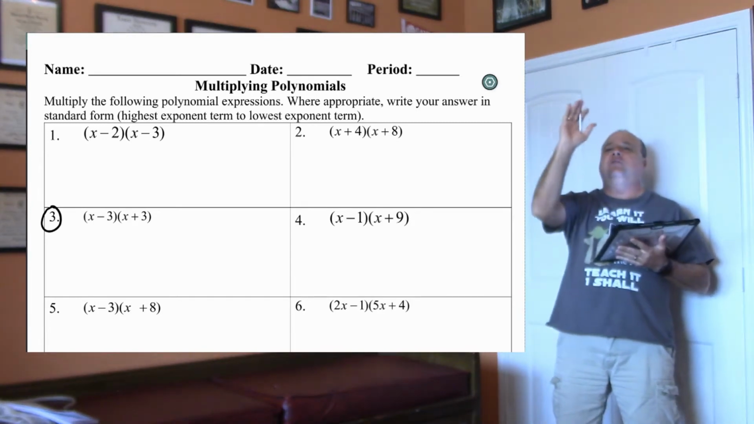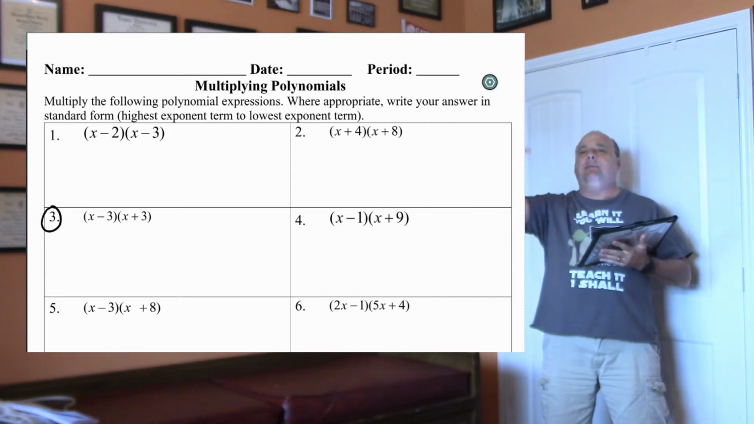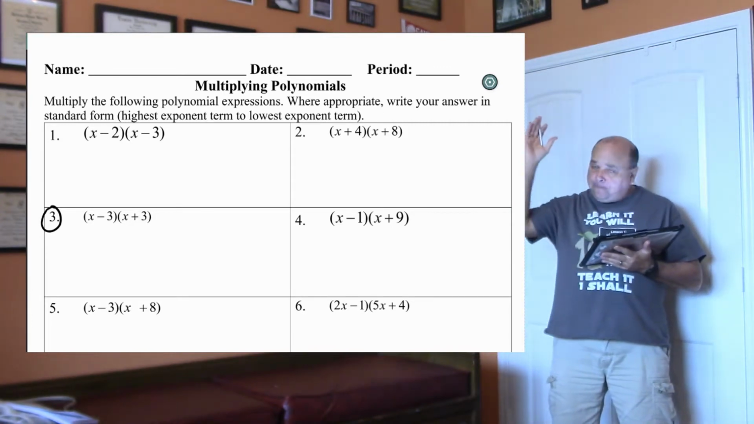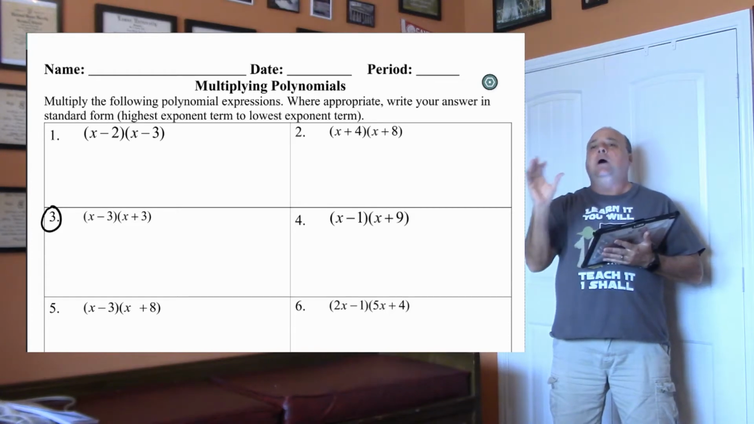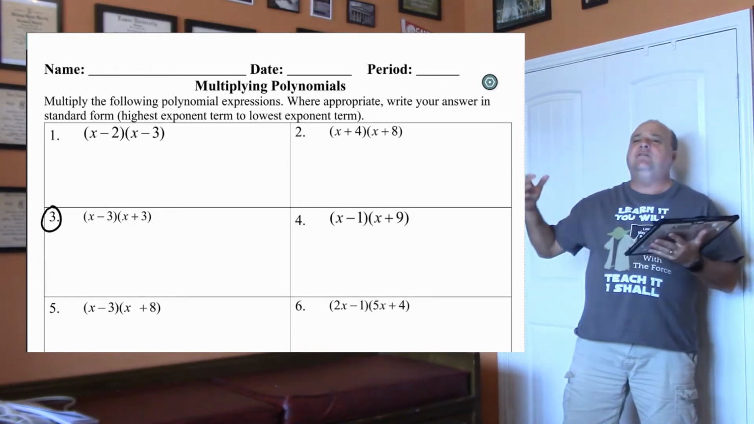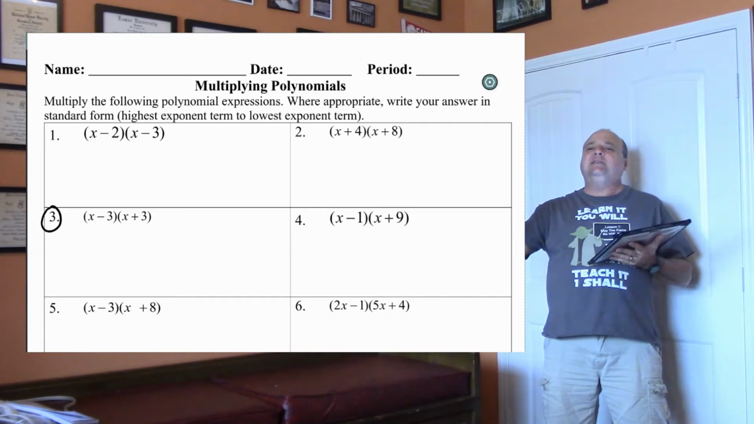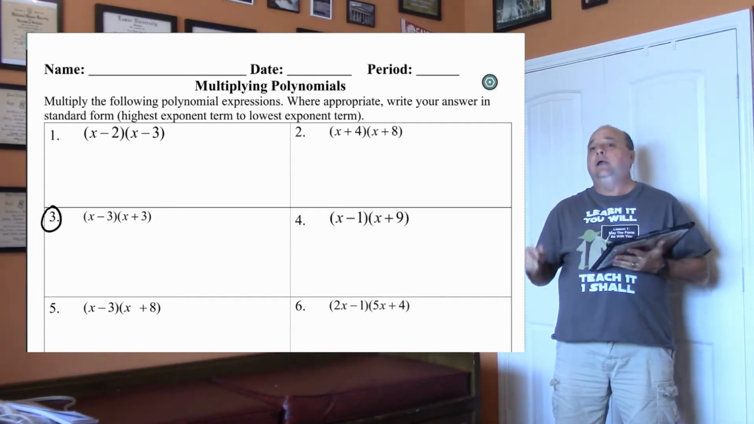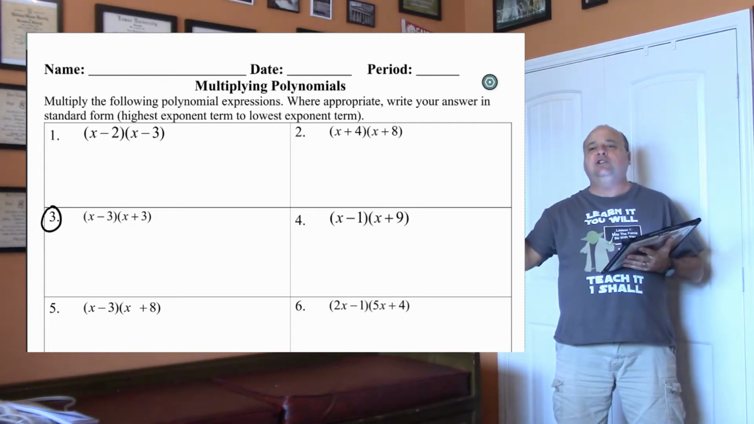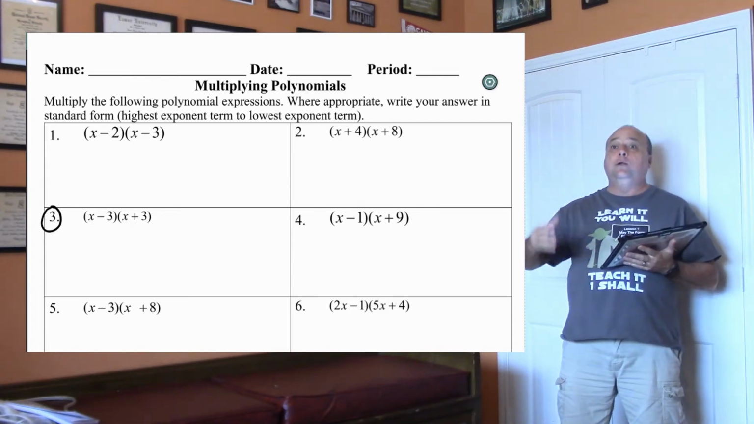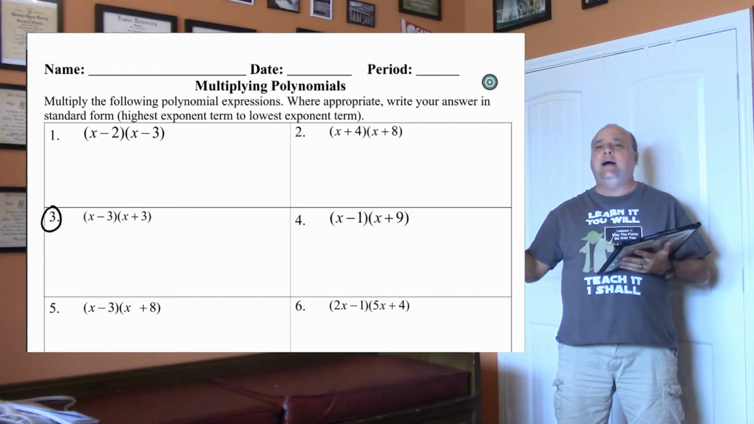Remember, we use the FOIL method when we multiply a binomial times a binomial. Just some definitions here. Polynomials have names. Think of what a bicycle with 3 wheels would be called. It's a tricycle, right? A polynomial with 3 terms is a trinomial. A polynomial with 2 terms would be called a binomial.